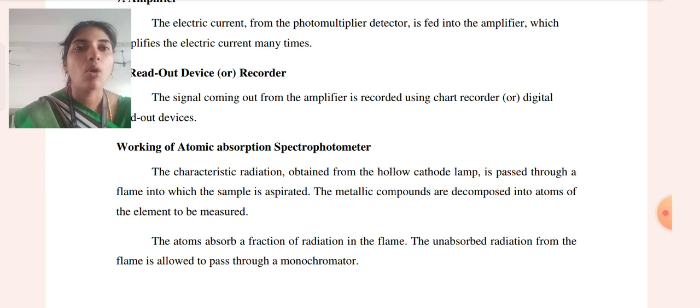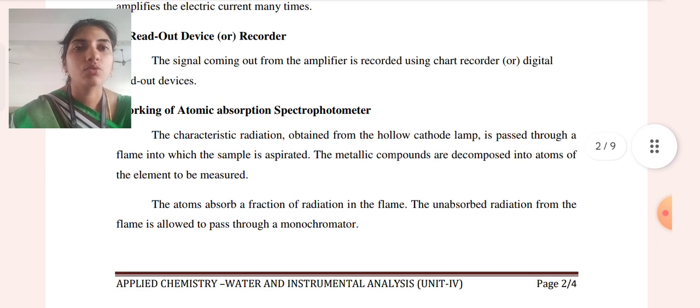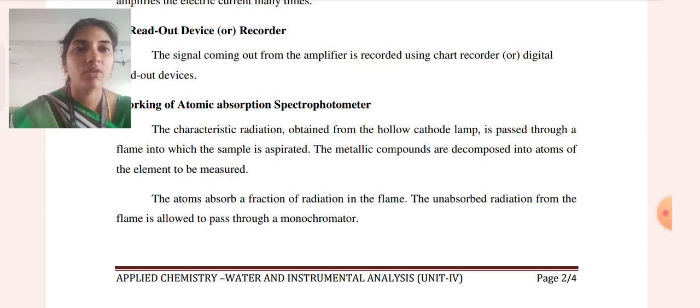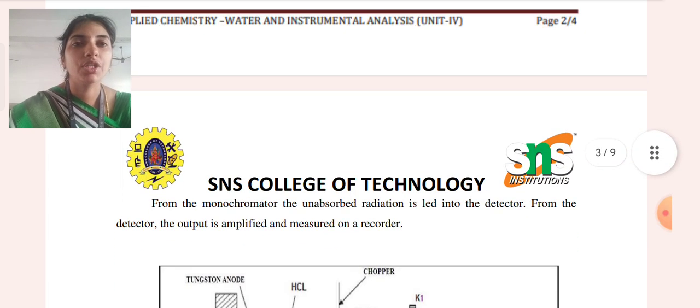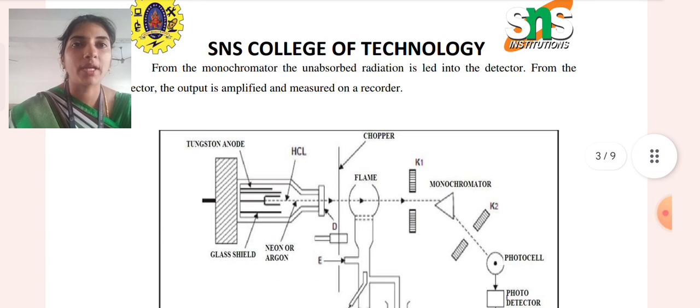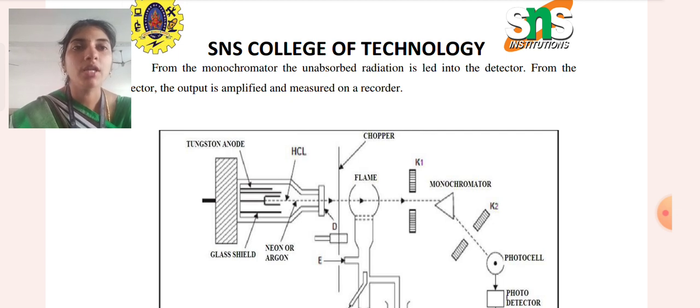The metallic compounds are decomposed into atoms of the element to be measured. The atoms absorb a fraction of the radiation in the flame. The unabsorbed radiation from the flame is allowed to pass through a monochromator. From the monochromator, the unabsorbed radiation is led into the detector. From the detector, the output is amplified and measured on a recorder.